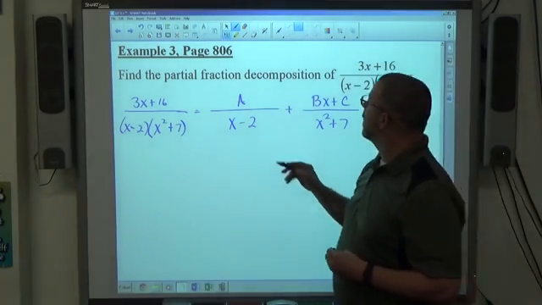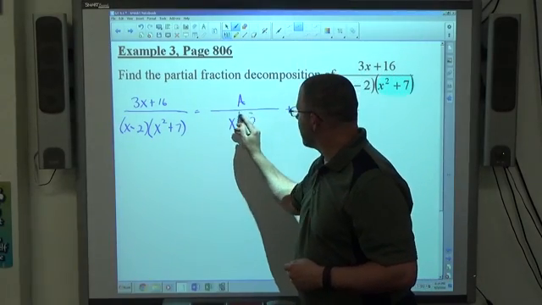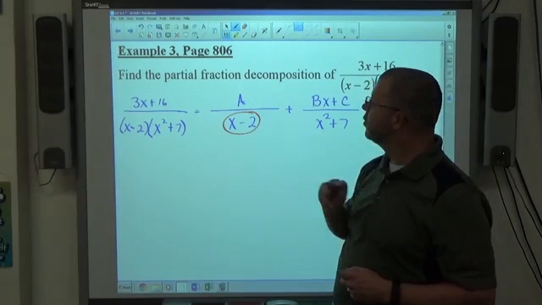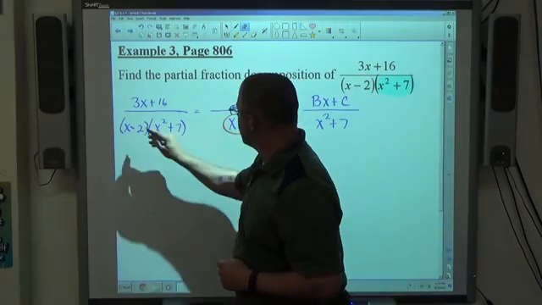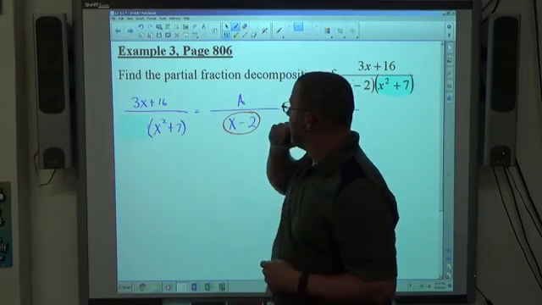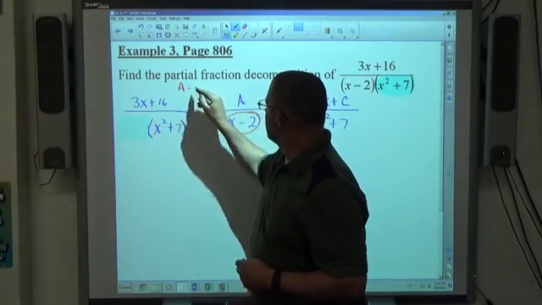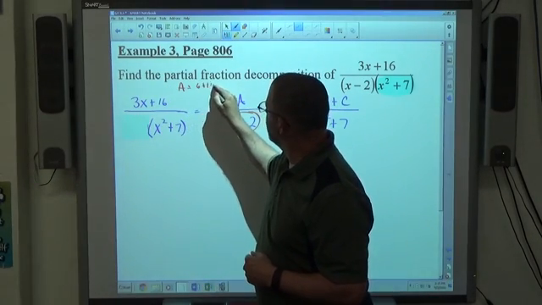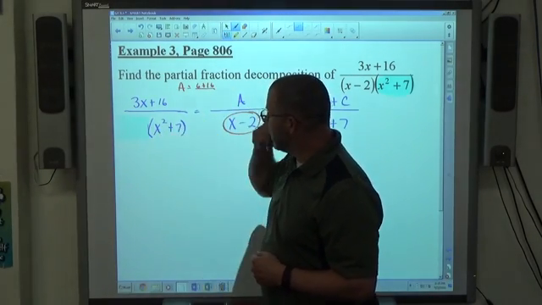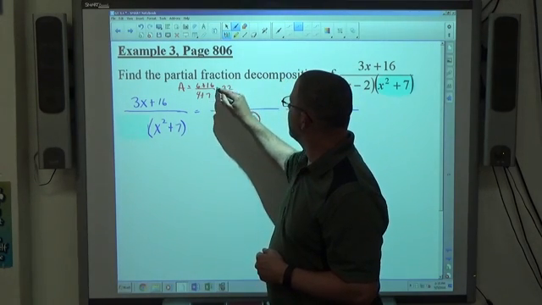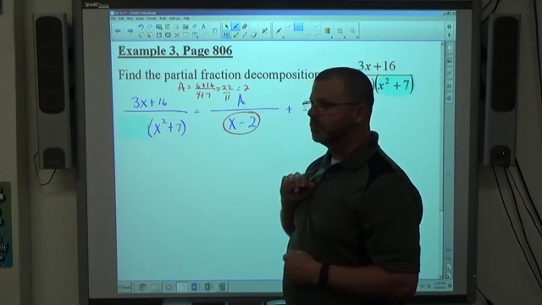So if I go ahead and use the cover-up method here, what makes x minus 2 equal to 0? 2. So then I come over here and cover up x minus 2. And then a is going to equal, again replacing x with 2, 3 times 2 is 6 plus 16, over 2 squared is 4 plus 7. That's 22 over 11, which equals 2.